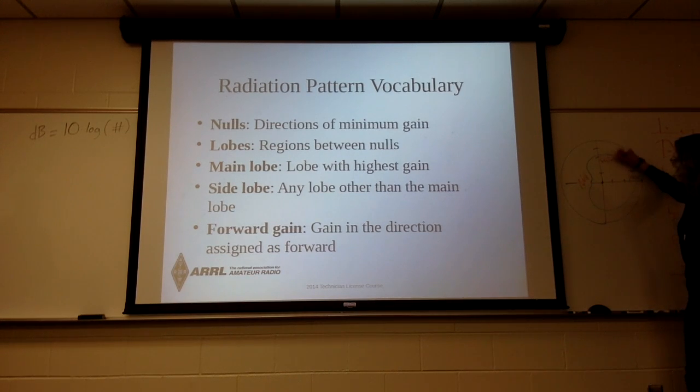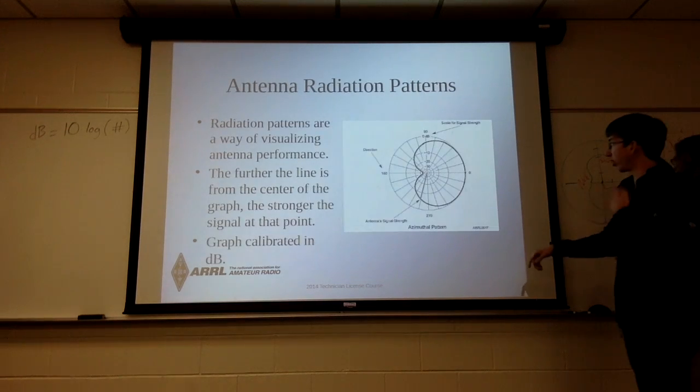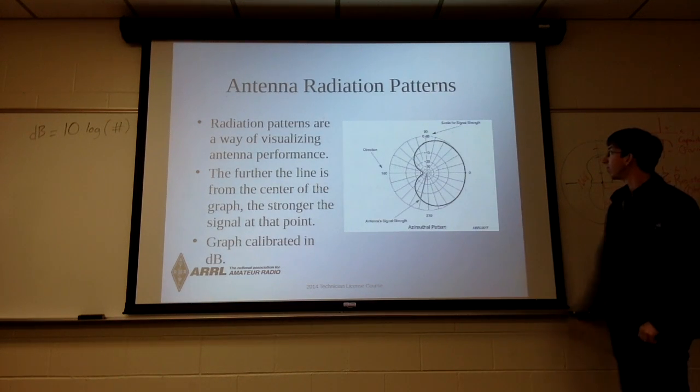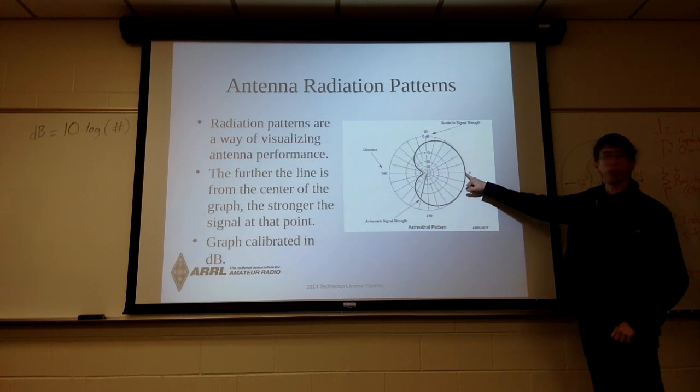And what we designate as the forward gain is a measure of how big that main lobe is. And that's the one we really care about. We don't really care about how big the side lobes are. Now, if we go back, we can look at the forward gain of this particular antenna. Looks like it's 0 dB.